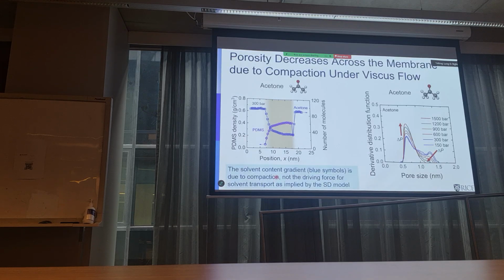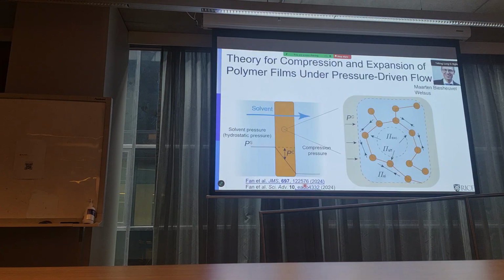Okay? So the solvent content gradient that you see here, where you measure how many molecules are in each segment of the membrane, is due to compaction, not the driving force for solvent transport as implied by the solution-diffusion model. And this will be a big part of my lecture, as you will see soon. So now molecular simulation tells us that indeed it's viscous pore flow.